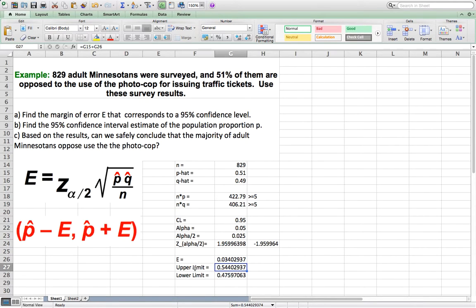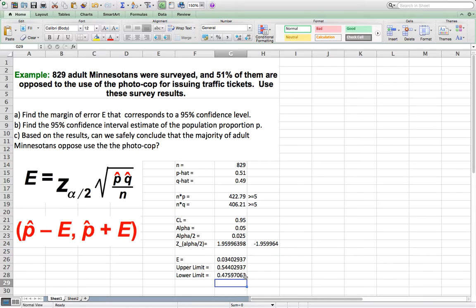After that, I use this formula to calculate the upper limit of the confidence interval. If you double click on the cell, you will see my upper limit is p hat, which is in G15, plus the margin of error, which is in G26. I hit enter. Then for the lower limit, if I double click, you see the formula is p hat in G15 minus the margin of error in G26.